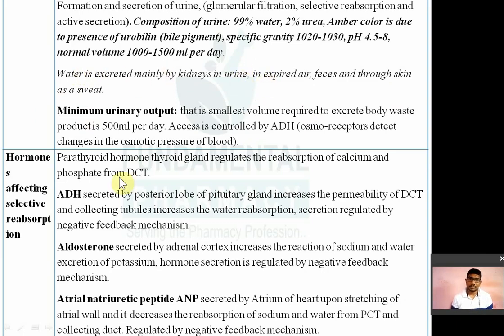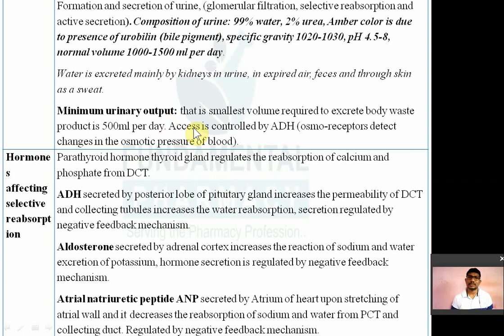Remember. Now minimum urinary output. The minimum urinary output is nothing but the smallest volume of urine that is required to be excreted by the body for the excretion of waste product, and it is about 500 ml per day. Minimum 500 ml per day urine आपको pass करना ही होगा. So that is the minimum urinary output to remove the excretory waste product.